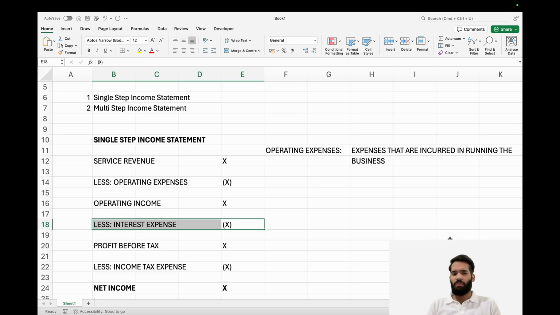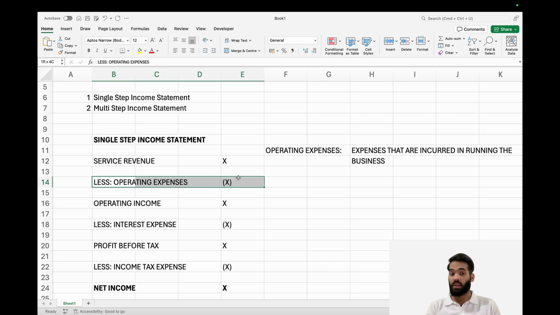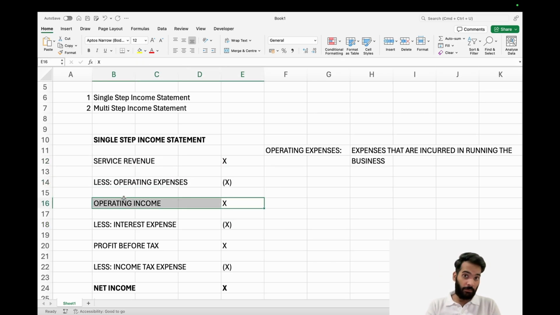Now, why is interest expense not an operating expense? Because interest expense happens because you borrow money, and borrowing money is not a necessity to run a business. You know, it was a choice. You have made a decision to take a loan, and then that's why you have to pay interest on that money. So if you notice, first we do service revenue minus operating expenses to get the operating income. Now this is a very crucial number because it shows you how much profit you made from the main business itself without considering any side things, you know.